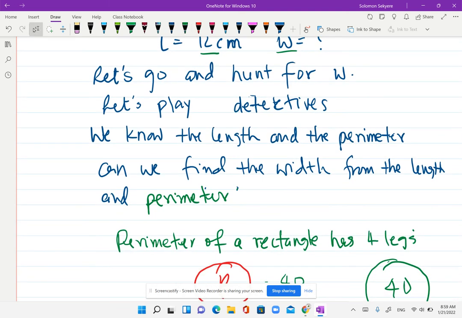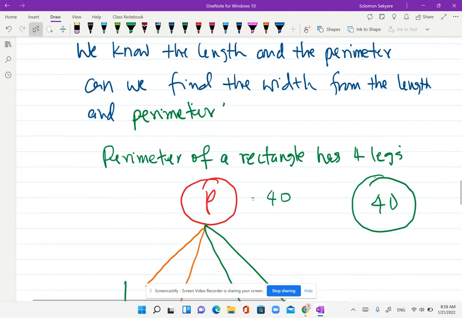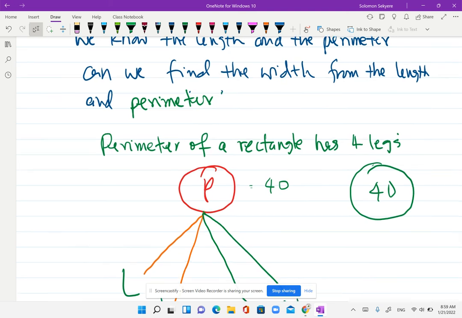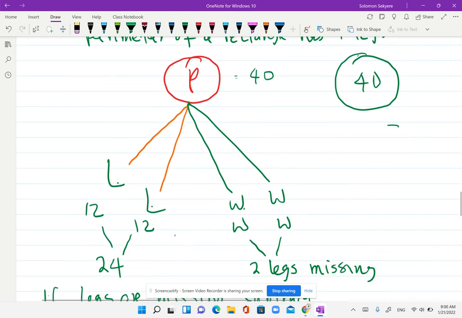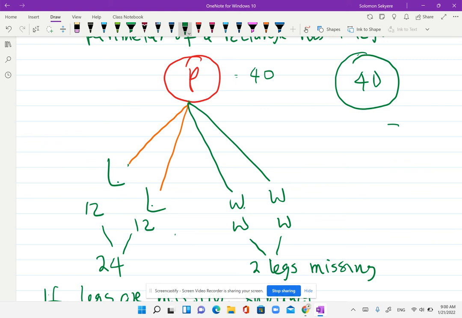We know the length and the perimeter in the question, right? Perimeter has four legs. Perimeter has the length, the width, and the width, if you draw a rectangle. So perimeter has four legs. The length we've been given is 12, right? Perimeter has four, that's 12. We don't know this side.